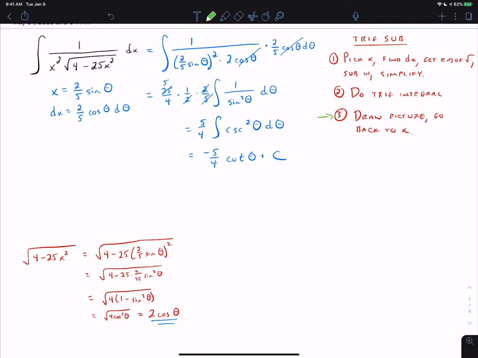We're going to go back to the original substitution. So the x equals 2/5 sine theta. And we're going to solve for the trig function. So sine theta, if we solve for that, is 5x over 2. We get that just by multiplying by 5 halves on both sides, and then I reverse the equation. We're going to draw theta as an angle in the first quadrant.